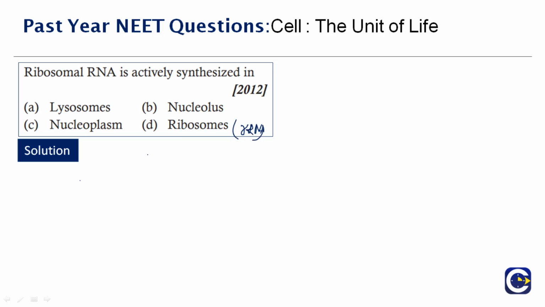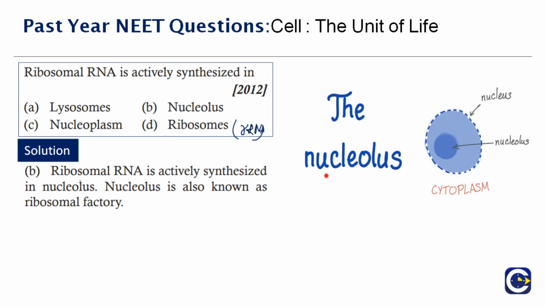They are molecules in the cells that form a part of the protein synthesizing organelle, which is known as ribosome, and they are exported to the cytoplasm. And what do they do? They help in the translation process. That is, they translate the information in mRNA into protein, and this rRNA is actively synthesized in the nucleolus. Nucleolus is also called the ribosomal factory. Therefore, the correct answer to this question is option D, ribosomes.